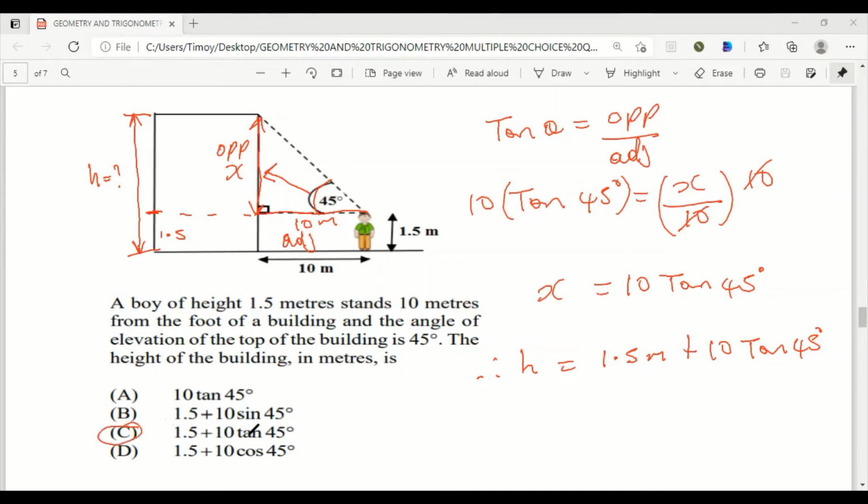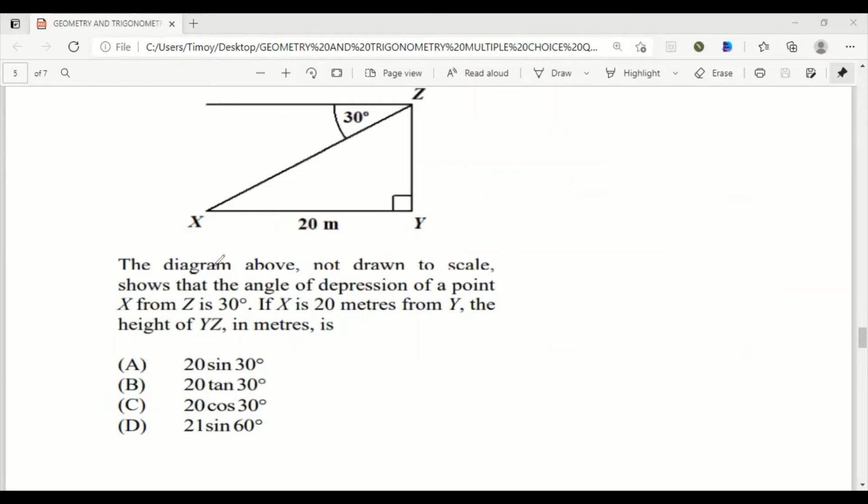1.5 plus 10 tan 45 degrees. All right. The diagram above, not drawn to scale, shows that the angle of depression of a point x from z is 30 degrees. If x is 20 meters from y, the height of yz in meters is... So first, what do we want to find? Highlight what we want to find.